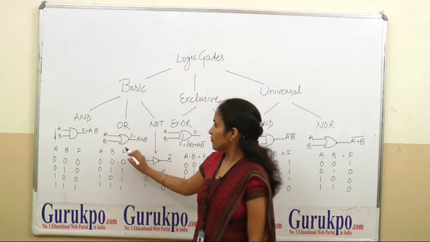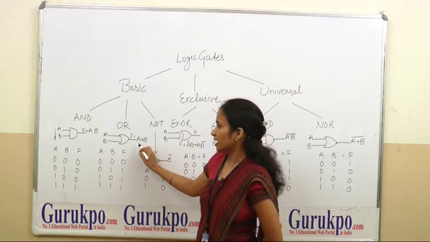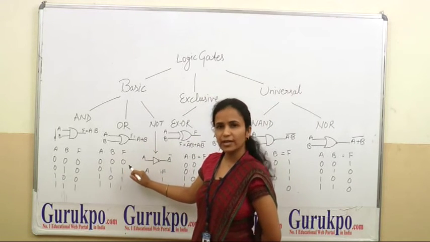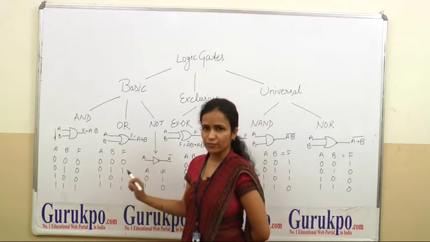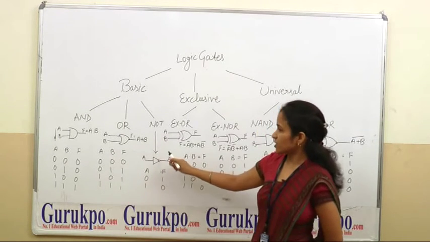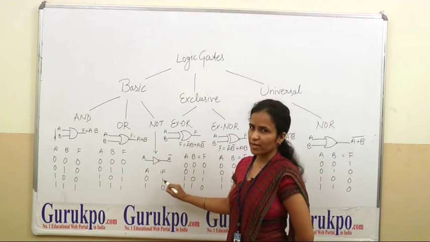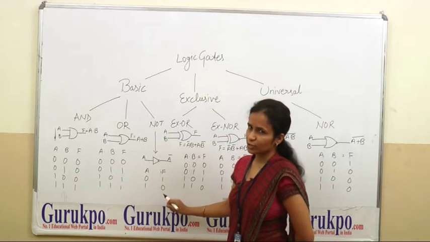And in the OR gate, this is the symbol of the OR gate, and this is the equation for the OR gate, A plus B. When all the inputs are 0, then output is 0, but when any one input is 1, then output is always 1. The next one is the NOT gate, which is the complementary gate. When input is 0, then output is 1. When input is 1, then output is 0.